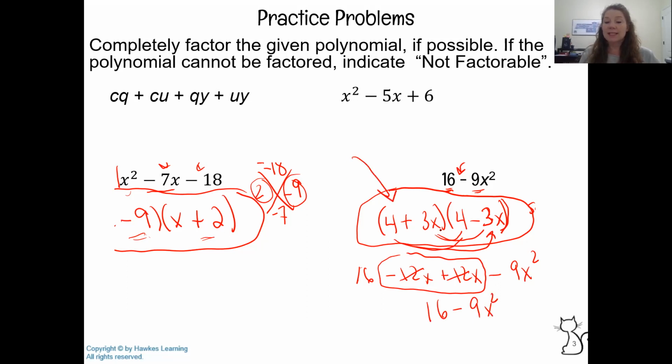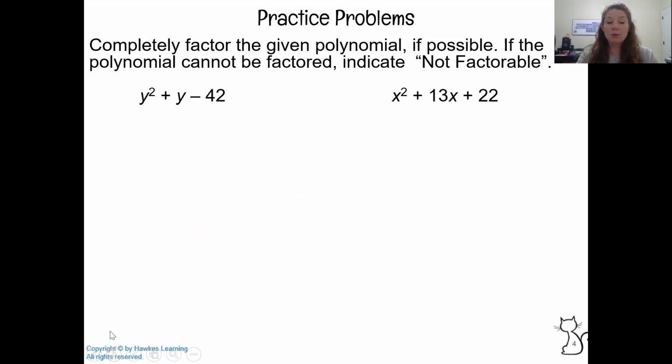And how do we get this? We look at the binomial. If they're both perfect squares, and if there's a minus sign between them, this is how we factor it every single time. Okay, we'll practice that again.